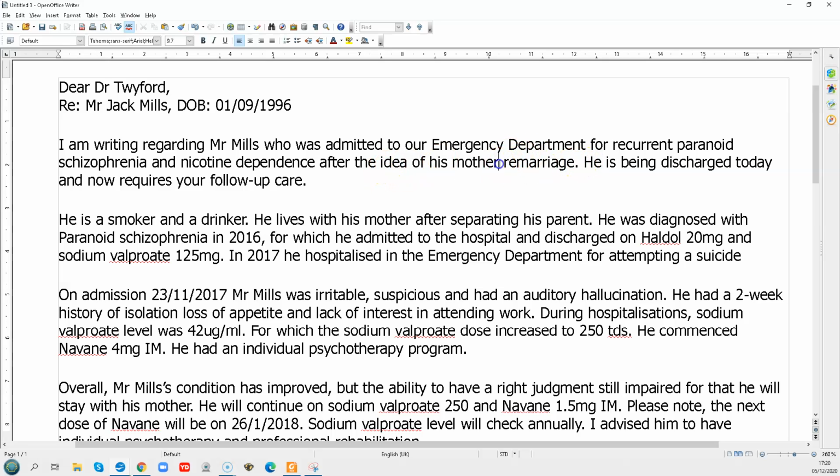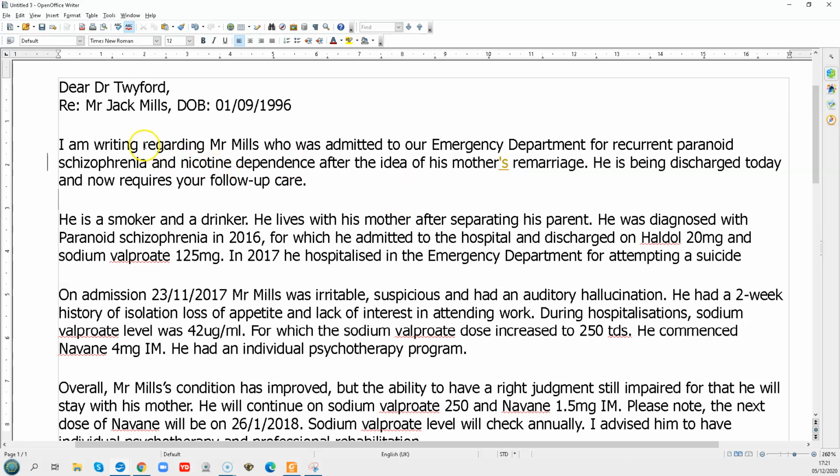after the idea of his mother's remarriage, you wouldn't put that in the opening. Why would you put that there? I'm the reader, Dr. Twyford. I want to know what it is you want me to do. You can tell me later in the rest of it if this particular thing about his mother is important, but I want to know, what do you want me to do? So you want me to follow up Mr. Mills's care. Why didn't you say that?